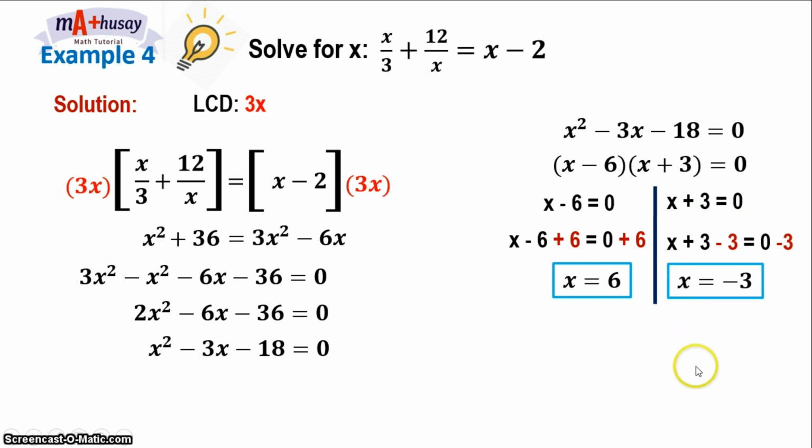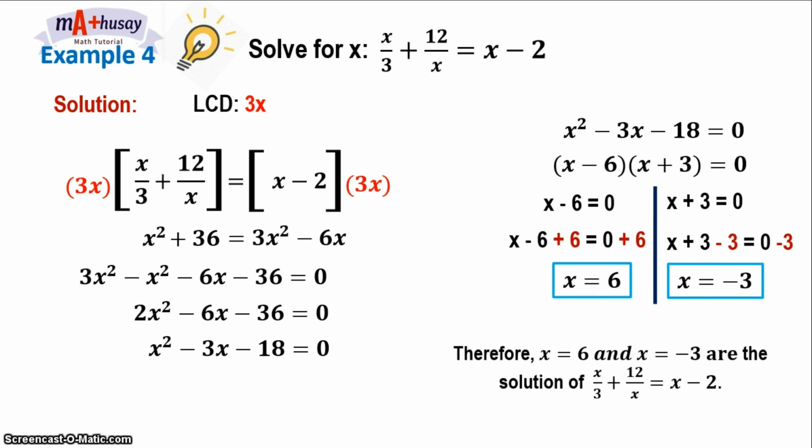So, in this case, kapag isa-substitute natin itong mga values na ito sa original na rational equation, lahat silang dalawa, itong dalawang sagot natin ay magsasatisfy. In this case, x equals 6 and x equals negative 3 are the solutions of the rational equation x over 3 plus 12 over x equals x minus 2.